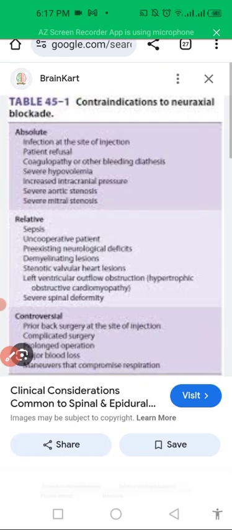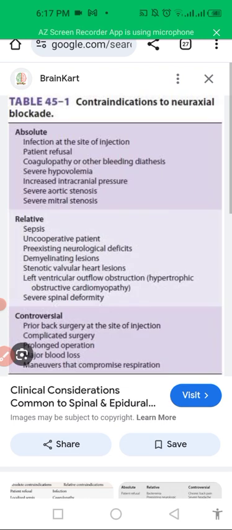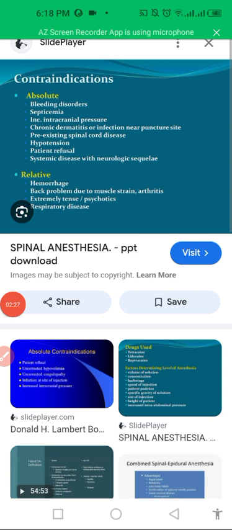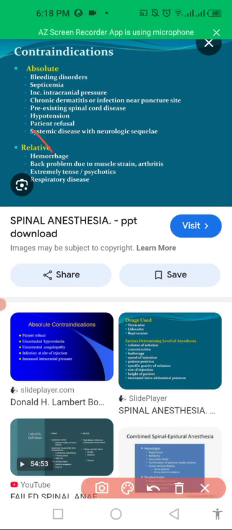And other contraindications are hemorrhage, back problem, muscle strain, arthritis, respiratory disease, septicemia, or any hypotension. We do not have to perform spinal anesthesia.